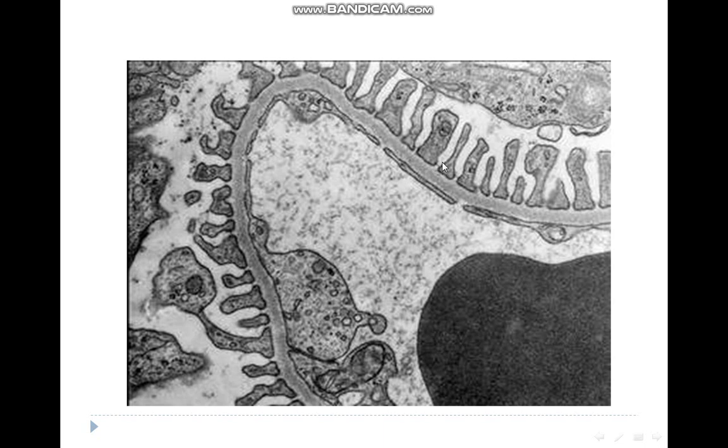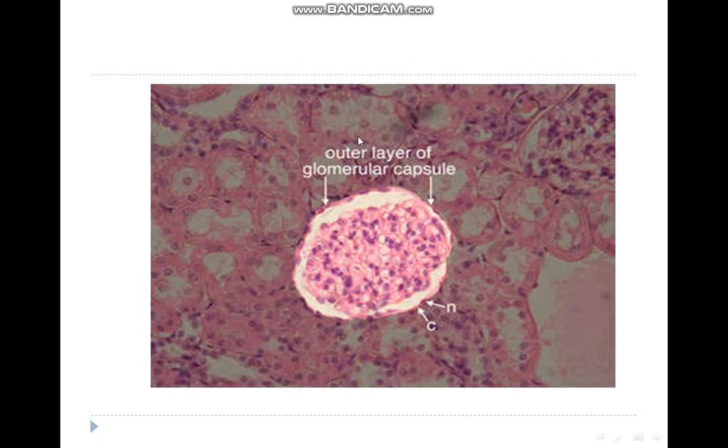In addition, the true filtration barrier is considered to be a slit membrane that bridges the space between adjacent pedicles. So in between adjacent pedicles, we have a slit membrane, which is a true selective barrier. This is a section in the transmission electron microscope. So we have the outer layer of the glomerulus that is made of simple squamous epithelium with flattened nuclei.